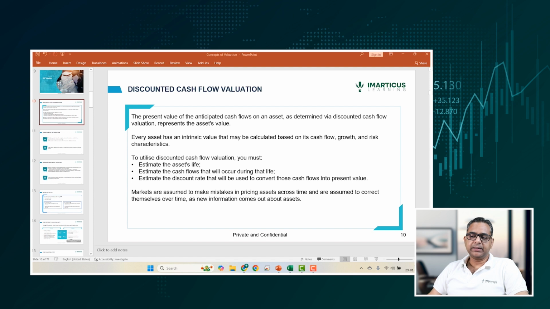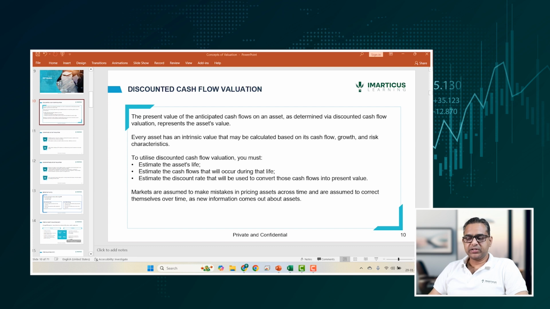Similarly, for a stock, for a company, we look at what future free cash flows the company will be able to generate, and accordingly figure out the present value of those future cash flows, and we can get an estimate of the DCF value of that stock or company.